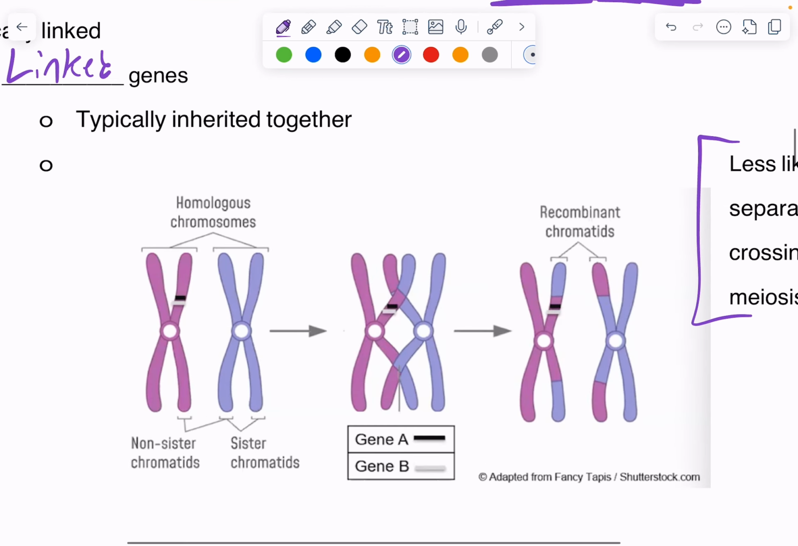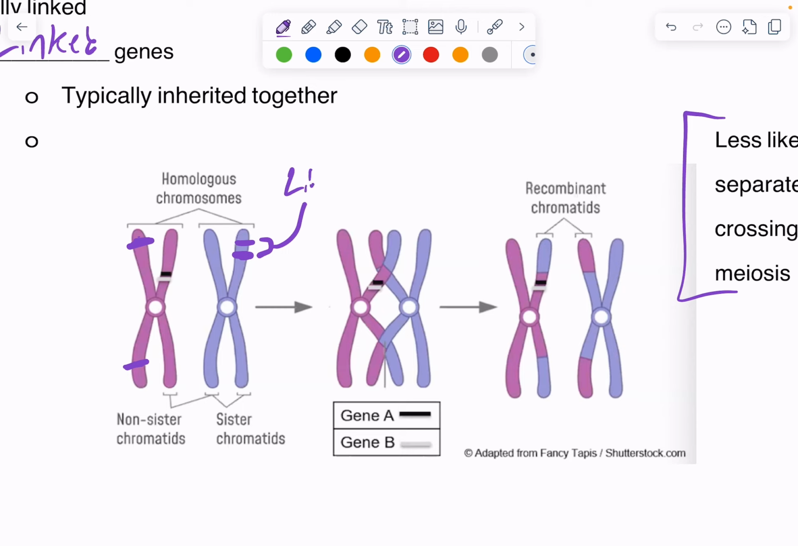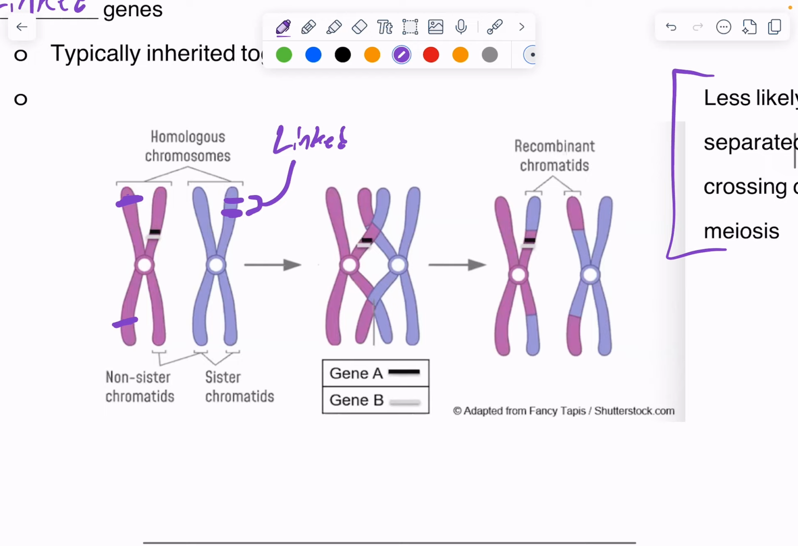Because they're so close together, there's less ability for them to be separated. If we have a gene over here and down below here, those two are going to be separated pretty easily. However, if you have a gene here, you have a gene here, these are what we call linked, because it is going to be very difficult for crossing over to separate those two genes when homologous chromosomes overlap with each other during meiosis.